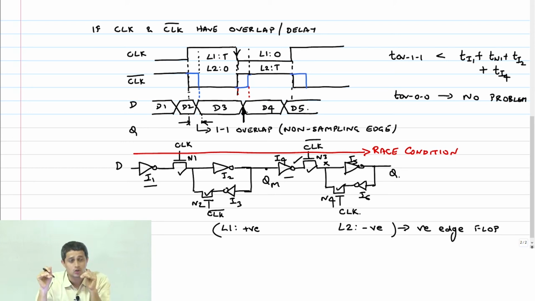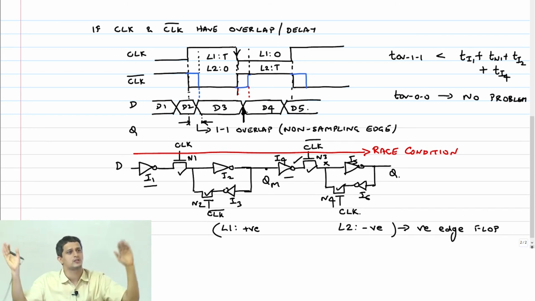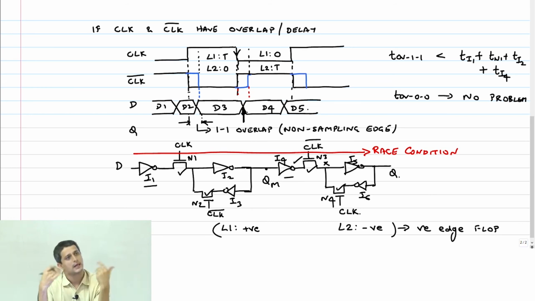No. In this configuration, there is no problem. Because the moment I go past the sampling edge, all my NMOS transistors are off. Feedback path and direct conduction path.